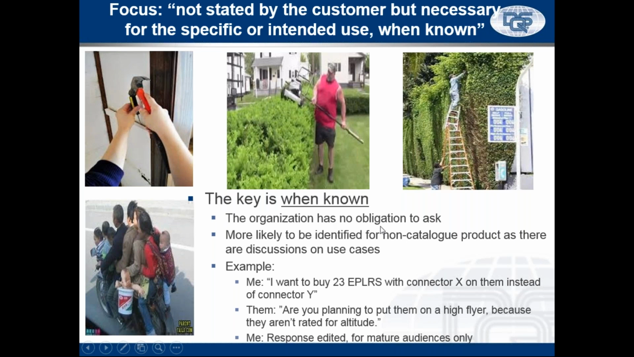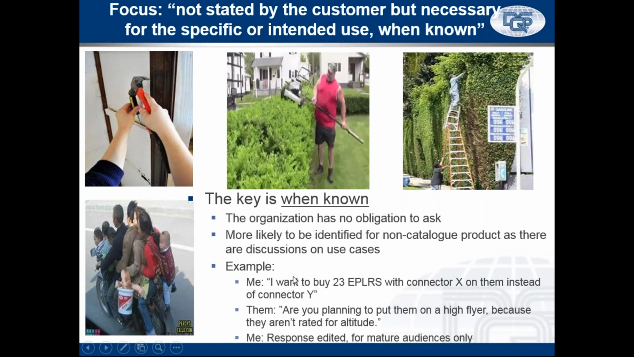But in non-catalog products, you have a lot of back and forth. And that back and forth is a process of discovery, especially when we're designing something that's complex. So during that, the organization may learn about a potential use of something and now have to comply with this clause: not stated by the customer, but necessary for the specific and intended use.